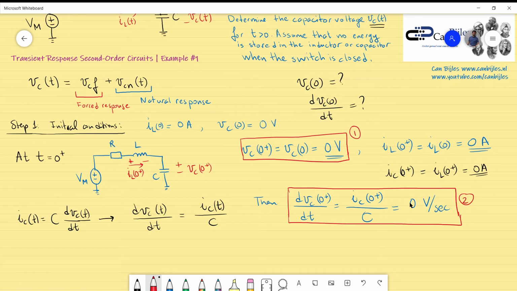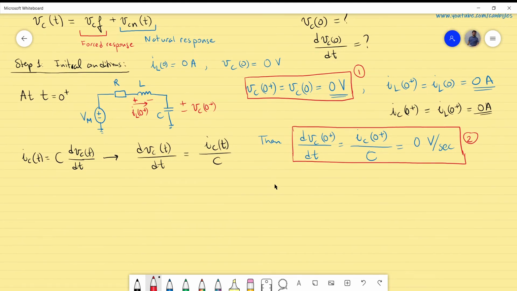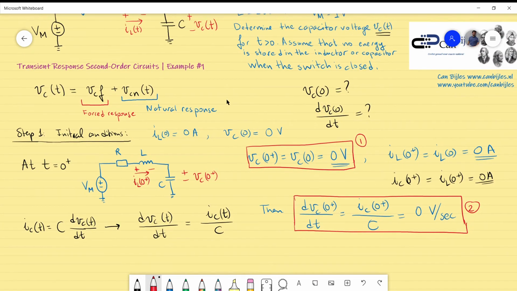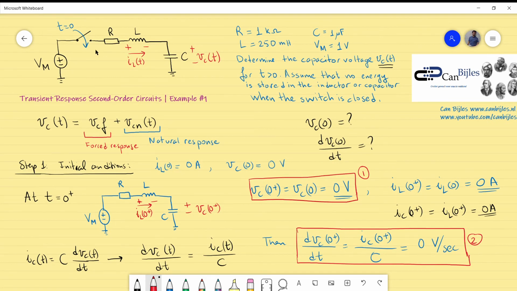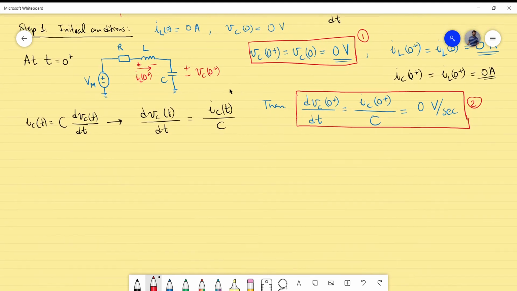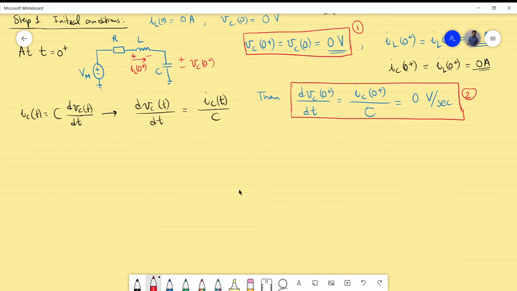Alright, so this is the situation just at switching. Now what we'd like to know is also the situation for the final or the steady state condition, and the final condition calculation will give us the forced response. So that's step 2. For step 2, what we know is the switch is closed, and because of this final condition situation, the inductor will behave as a short circuit. That is the model we have used also for the first order analysis, and the capacitor will behave as an open circuit, so we will also use that.